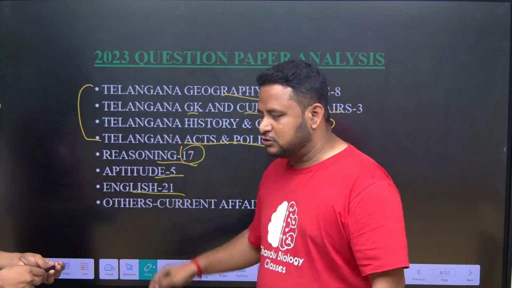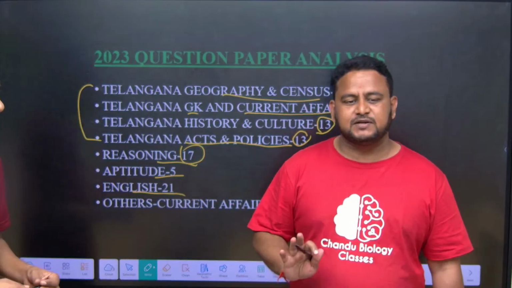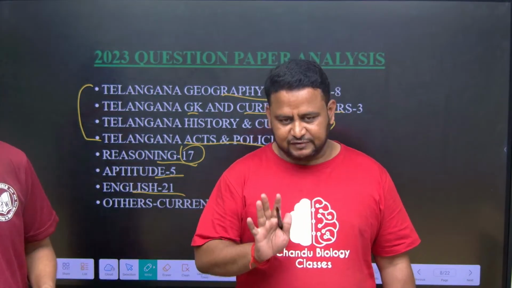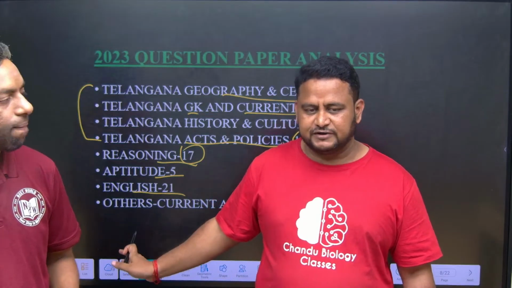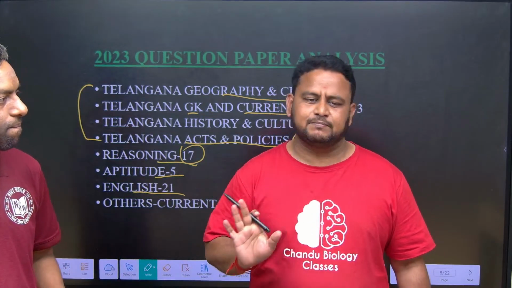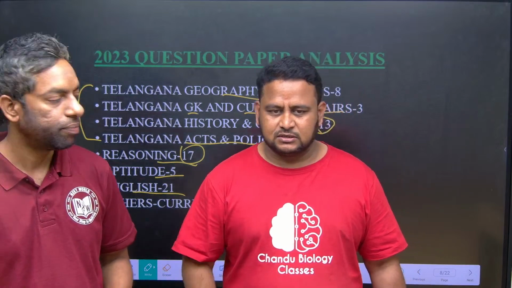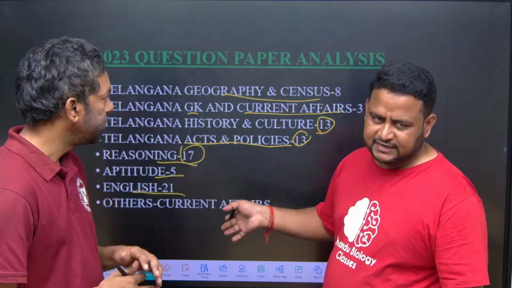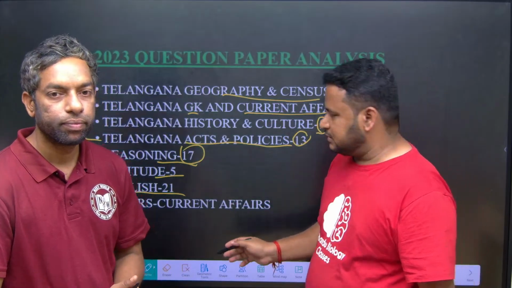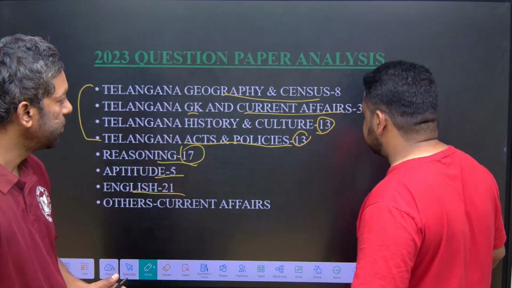English, 21 questions, you can solve at least 15 plus. An average score is 15 I would say. But definitely you should aim to score at least 18 plus out of 21 in English. Next, coming to other current affairs, which include India and also Telangana. Next, let us go subject-wise and discuss.